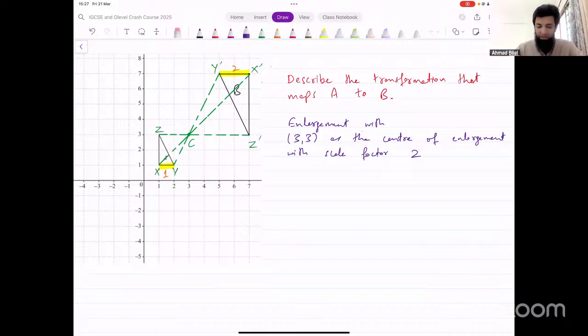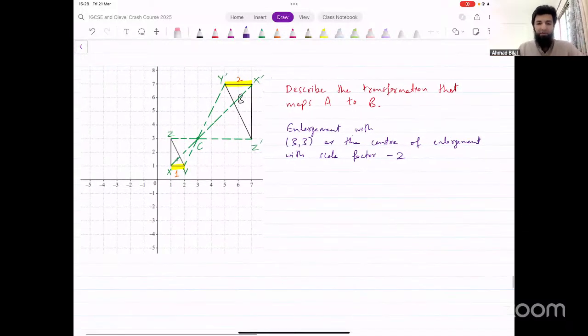However, you can see the diagram is going on the other side of the center of enlargement. When does that happen? When the scale factor is negative and the figure is also inverted, right? The image is on the other side of the center. That means it has to be negative. So the scale factor is -2 for that reason. Okay, that's how you identify an enlargement.